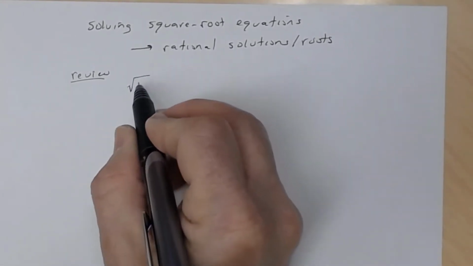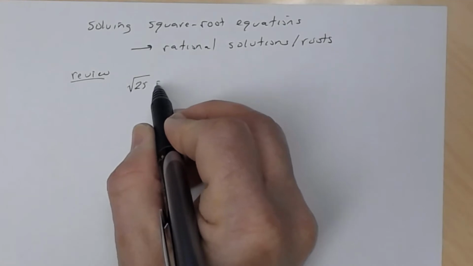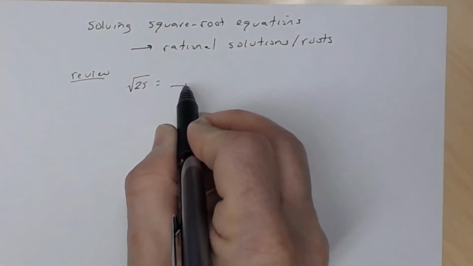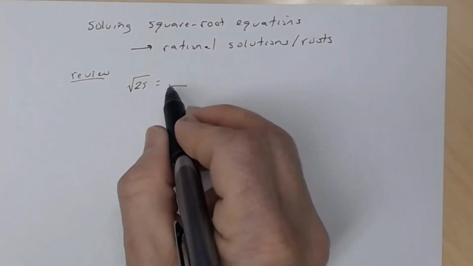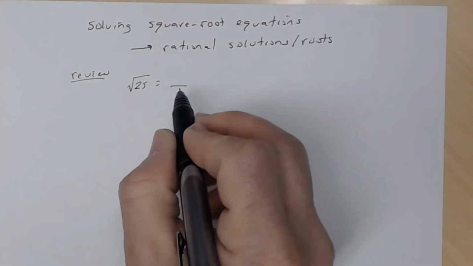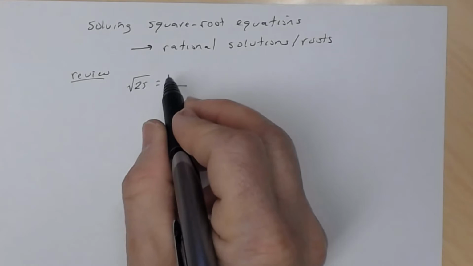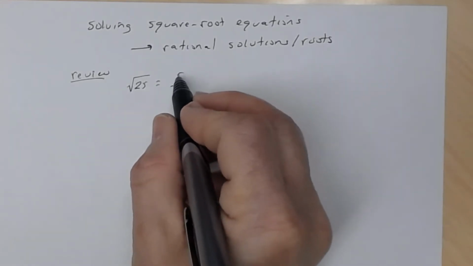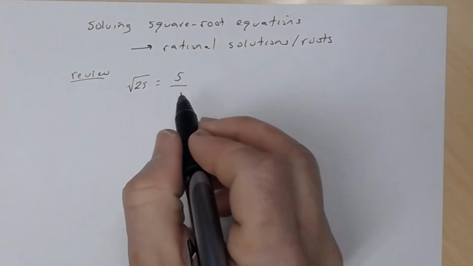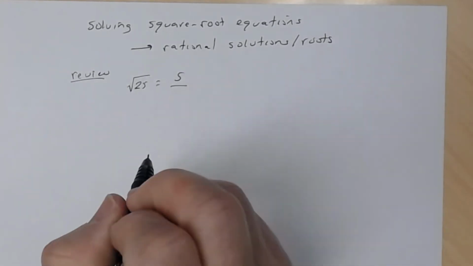So if you're asked to find the square root of 25, you're asking yourself, whatever number you put here, that number times itself will be 25. So what number times itself is the radicand 25? And so you'd say 5. So the square root of 25 is 5 because 5 times 5 is 25.